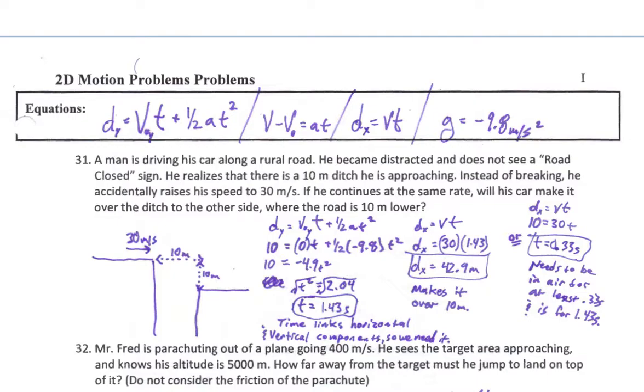31. So we've got this man that's driving his car along a rural road. He becomes distracted, doesn't see a road closed sign, realizes that there's a 10-meter ditch that he's approaching. So that's what I got going on here. We got from here to here is that 10-meter ditch that I'm dealing with.